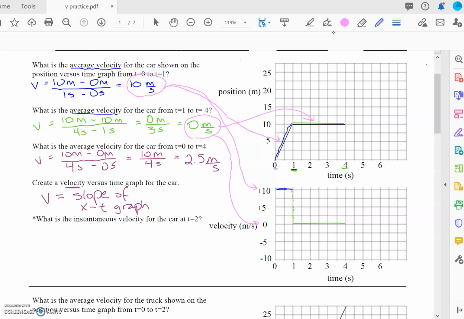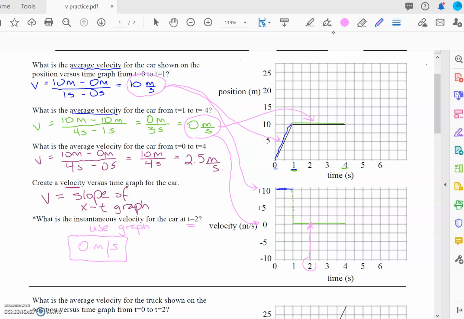All right, and one final question. What is the instantaneous velocity for the car at 2 seconds? Well, here what we're going to do is use the graph. Look at your velocity time graph at 2 seconds, which is here. What is the velocity reading at 2 seconds? It seems to be 0 meters per second.